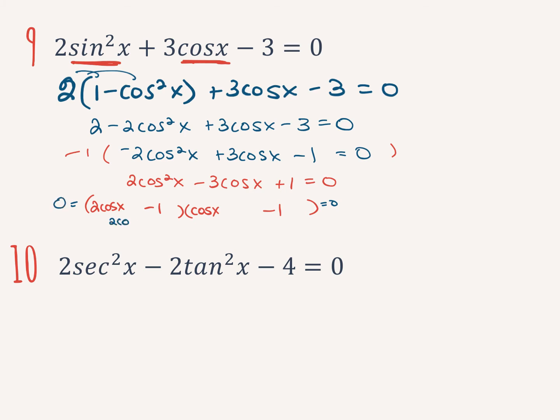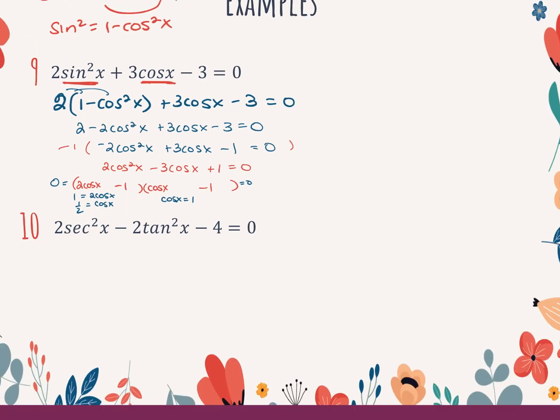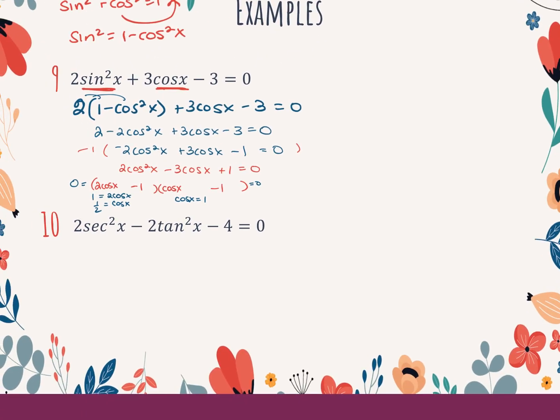And it's 2 cosine of x equals 1. Cosine of x would equal 1/2. And cosine of x would equal 1. So now we're looking at our cosines. Which is our, oops, I just added the wrong thing, cancel. Which is our x values.